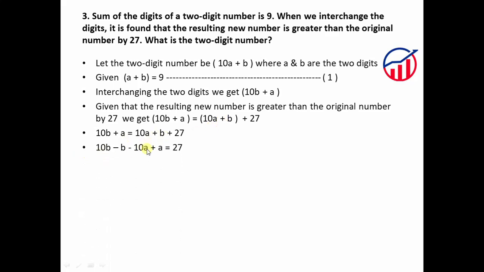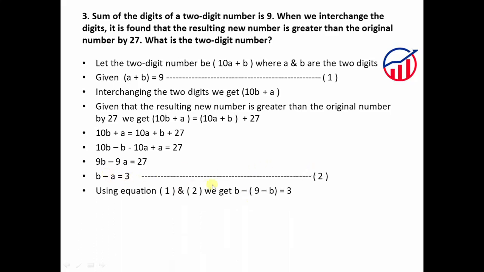So you have what? 10b minus b is equal to minus 10a plus a is equal to 27. Why? 10a and b have moved to the left hand side. So you have what? 9b minus 9a is 27. So if you divide by 9 on both sides, you get what? b minus a is equal to 3. This is your second equation.